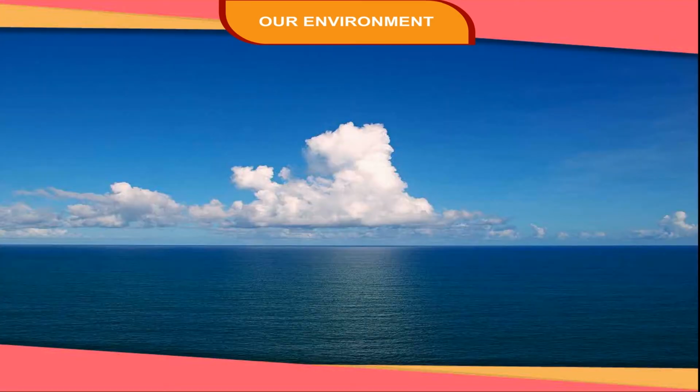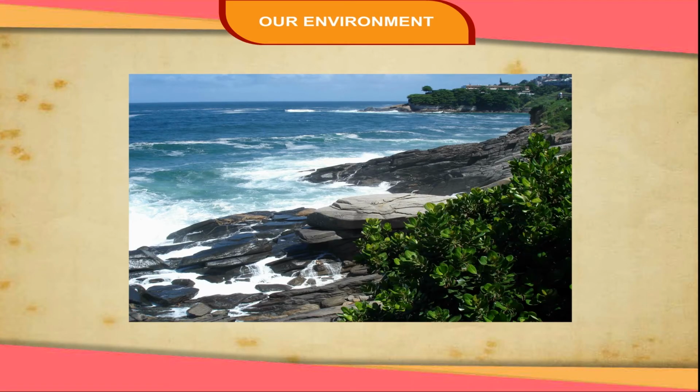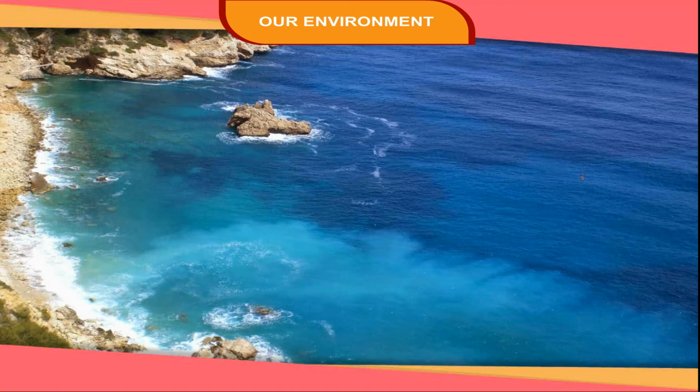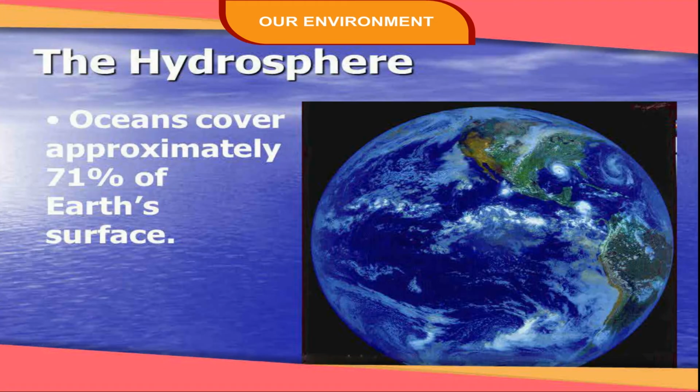Hydrosphere. It is the realm of water. It includes all water bodies, including the rivers, oceans, lakes, seas, etc. It covers nearly 71% of the Earth's surface. The Earth is known as the blue planet because it has abundance of water.